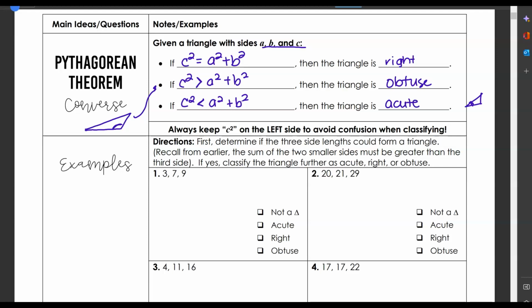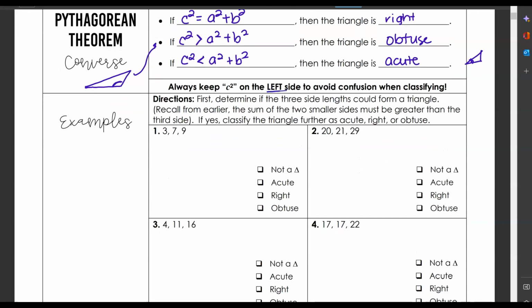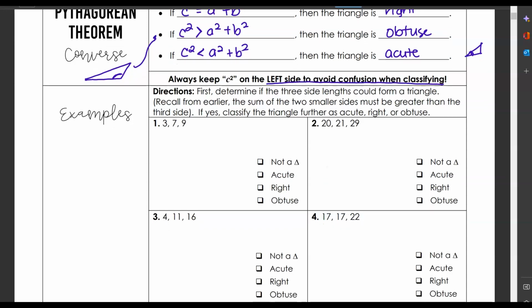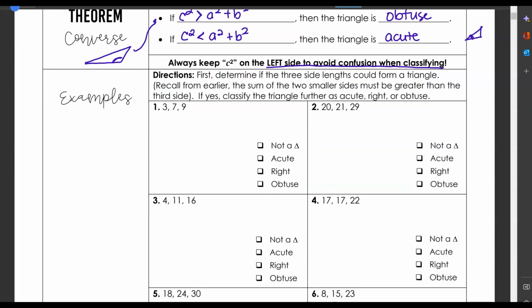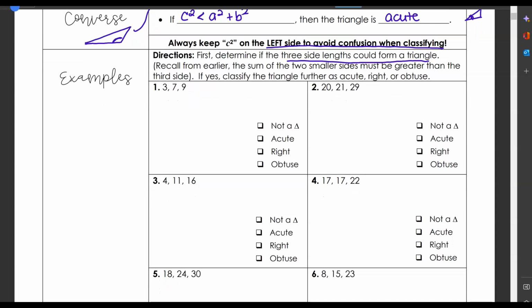Because of the Pythagorean theorem, we also have these truths here. Always keep C on the left side to avoid confusion when classifying. So we're just going to classify a couple of these. First, determine if the three side lengths could form a triangle. Recall from earlier, the sum of the two smaller sides must be greater than the third side. This comes from the triangle inequality.